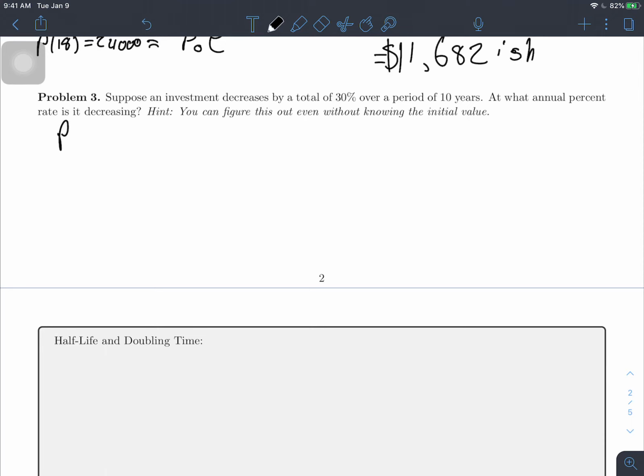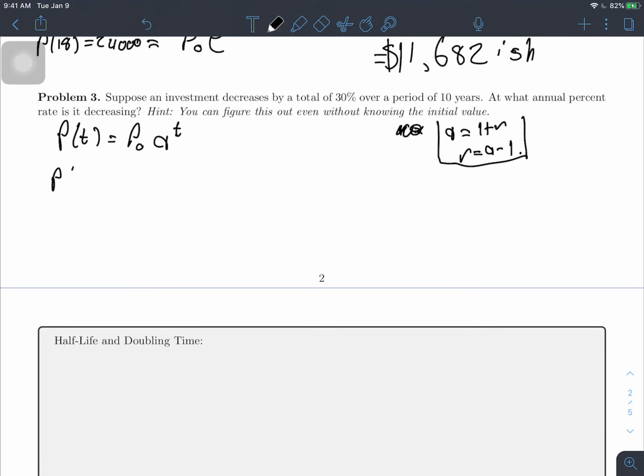Okay, so first of all, we know that P of t is equal to P naught times A to the power t. We're using this equation here. And we're supposed to figure out what R is, where A is equal to 1 plus R, so R is equal to A minus 1. So this is what we want to keep in mind up here. And they tell us we can figure this out without even knowing the initial value. It's true. That's a fact.